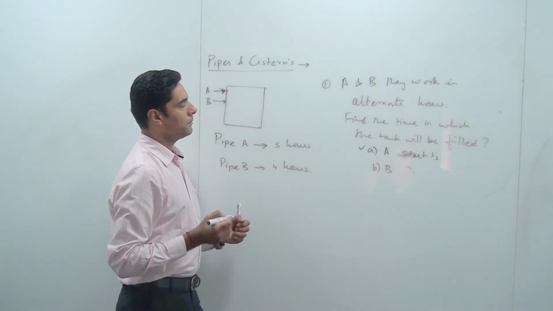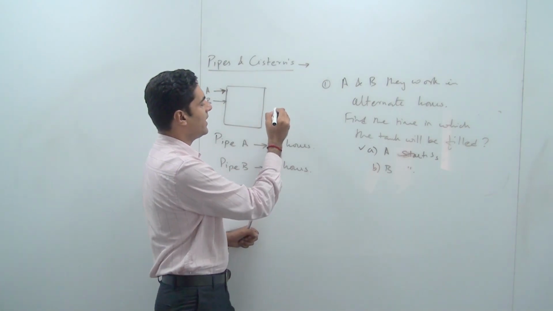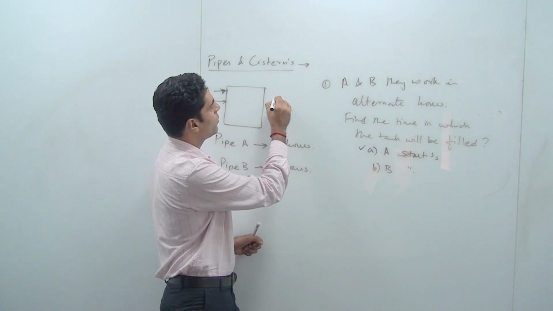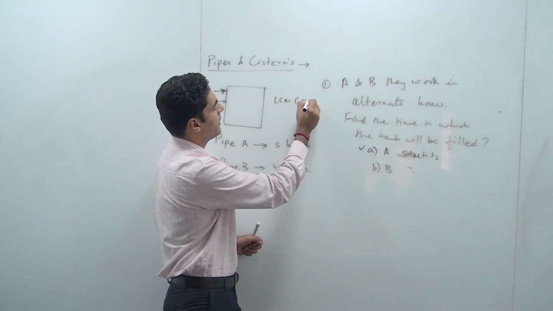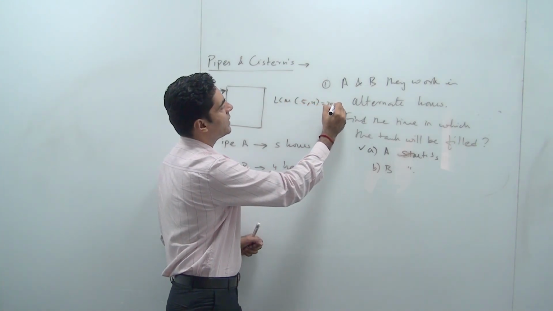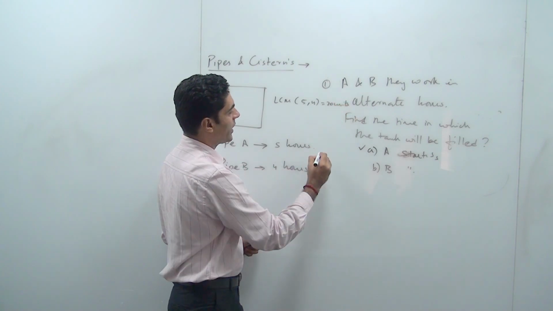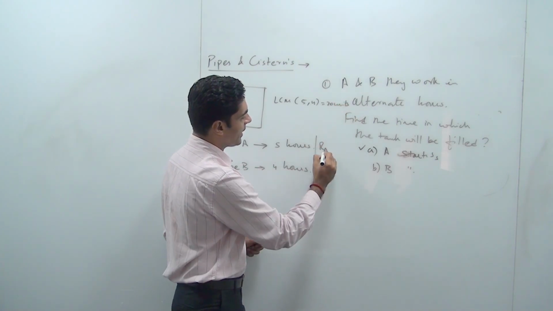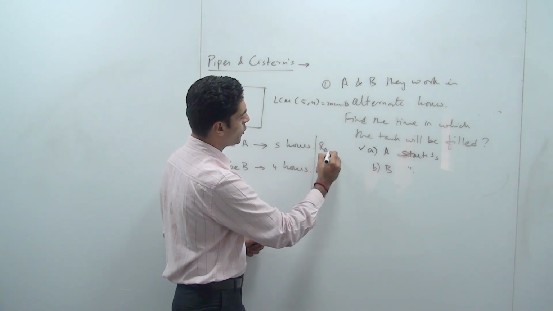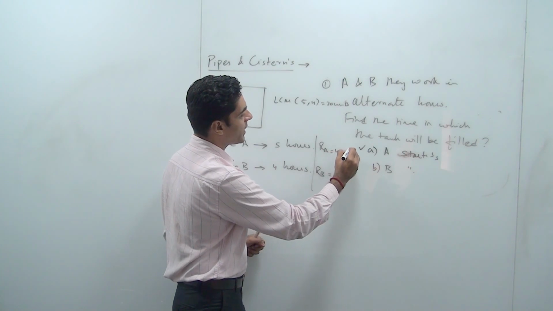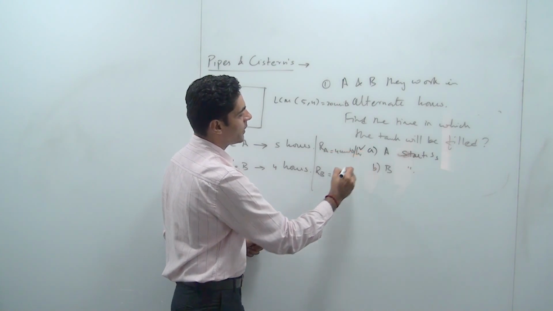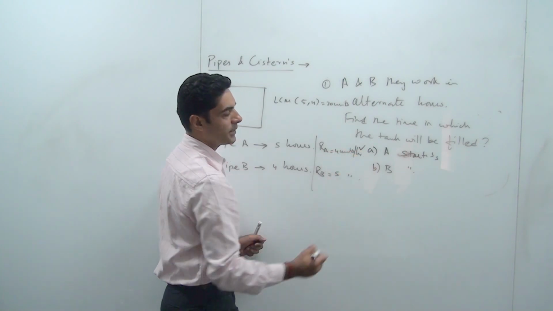So again going by the similar logic, you can find the capacity of the tank, which will come out to be equal to the least common multiple of 5 and 4, which is 20 units. So the rate of A and the rate of B will come out to be equal to 4 units per hour and 5 units per hour respectively.